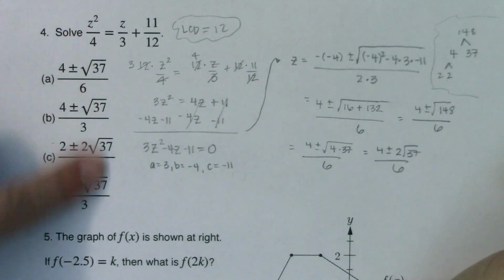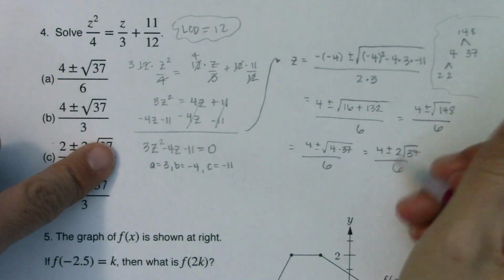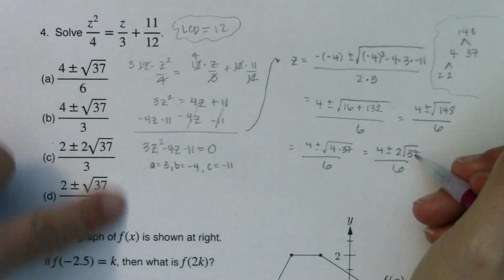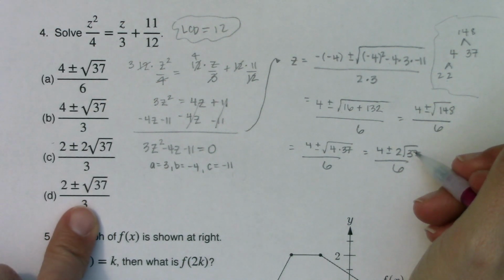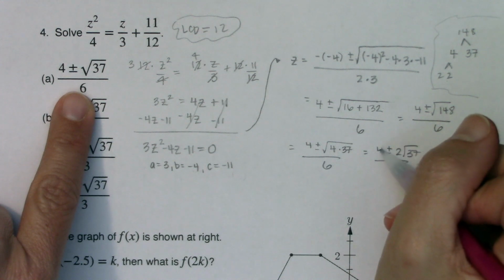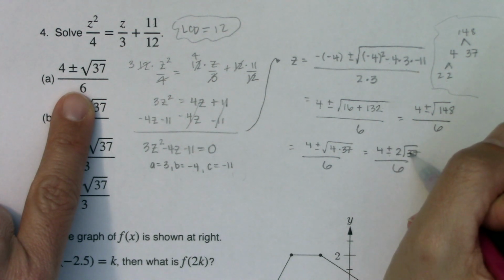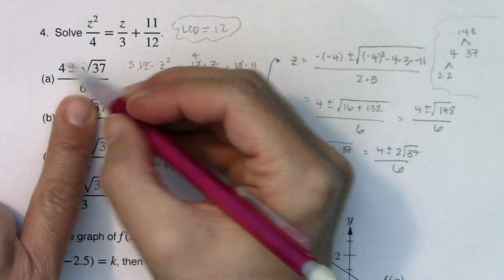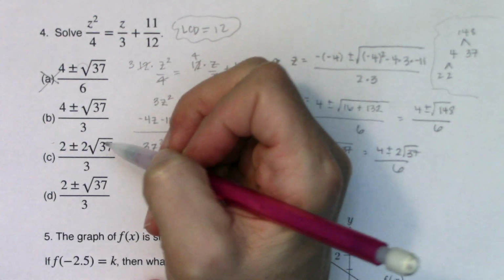As I'm starting to see my answer shape up against the answers in A through D, I can see the 37 coming through. But just looking at A, right? A can't be the answer because I have 4 plus or minus 2 root 37 over 6. That's missing the 2. So that's not going to be my answer.